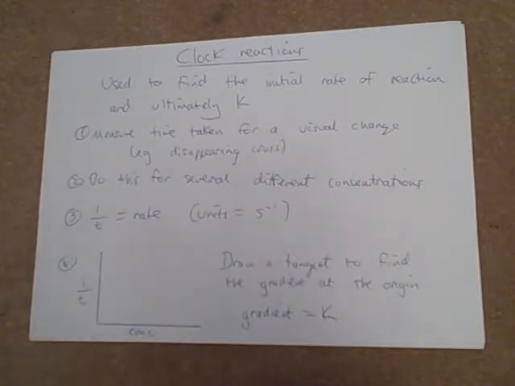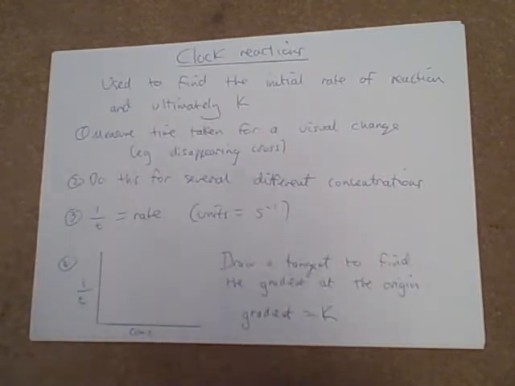Now in your PAG you've done the disappearing cross. If you remember, you had thiosulfate and you timed how long it took for the cross to disappear. We then do this for several different concentrations. We then do 1 divided by the time, 1 over the time taken for the cross to disappear or for some other visual change to occur. This is the rate of reaction, only now it will have the unit seconds to the -1.